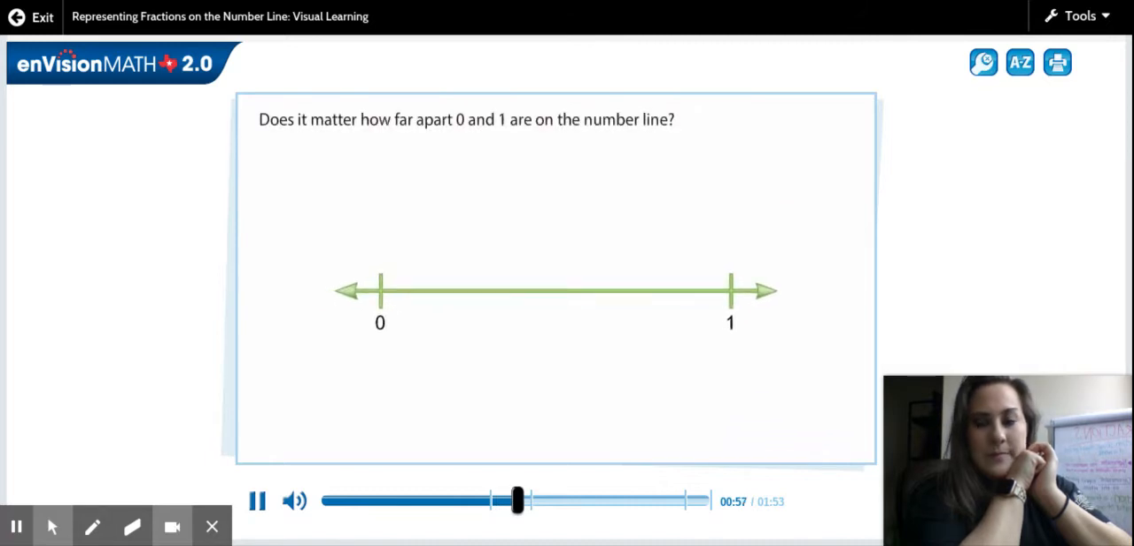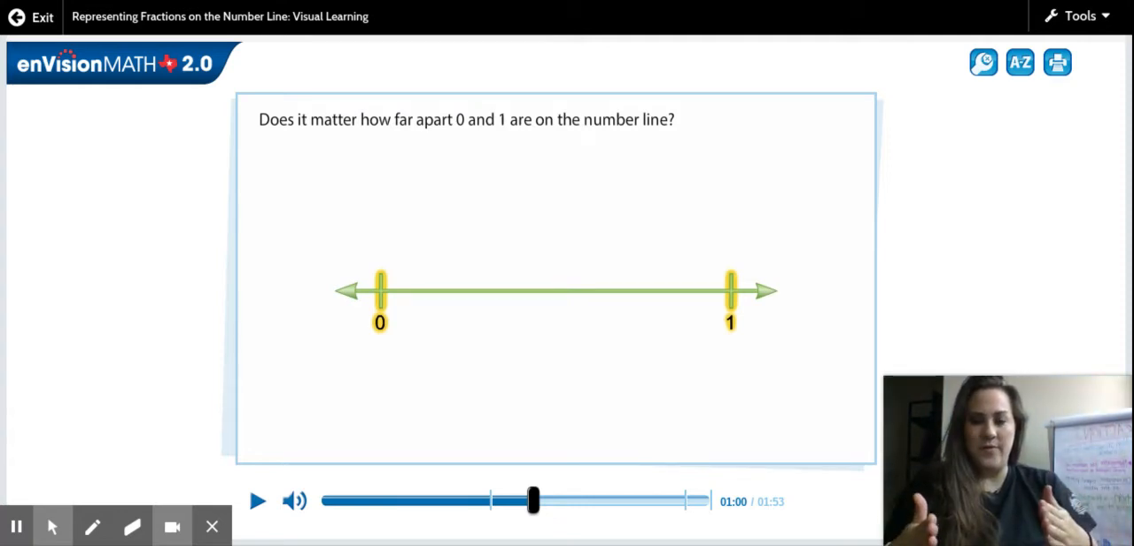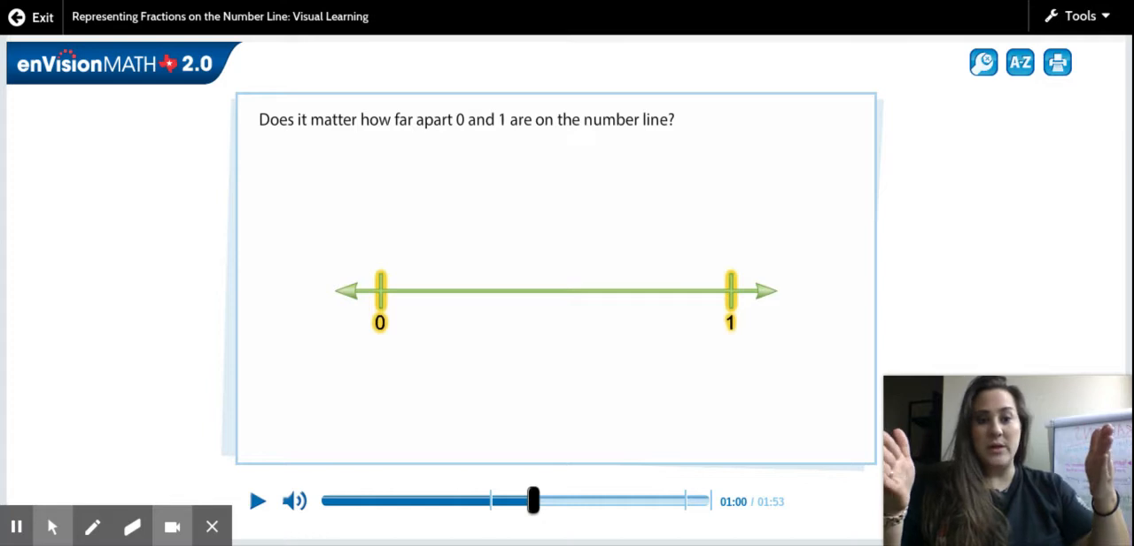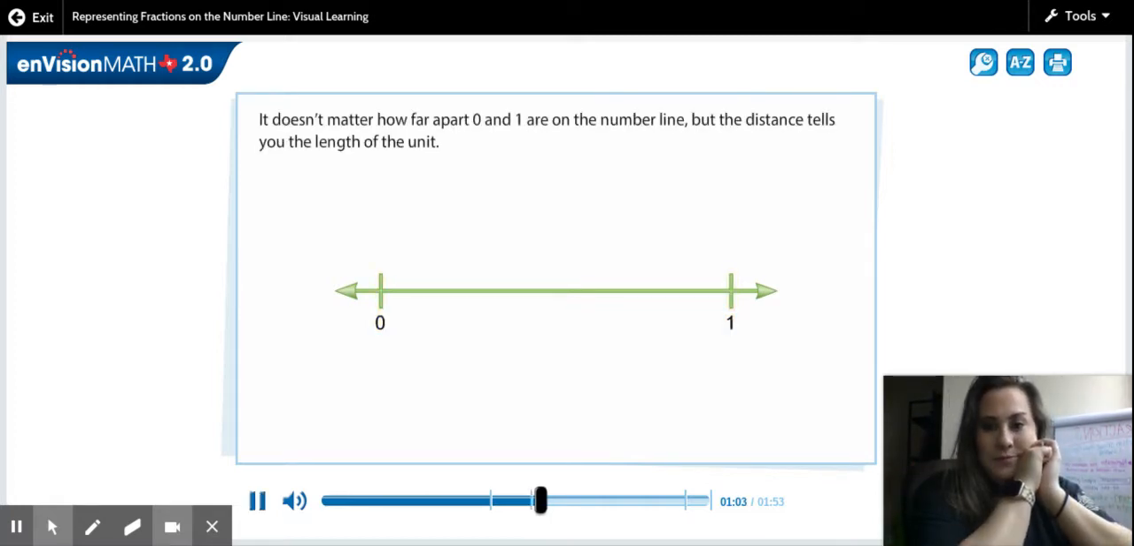Does it matter how far apart 0 and 1 are on the number line? As you are drawing out these number lines, do you think it's important for 0 and 1 to be a certain distance apart from each other? Do you think it's going to change where your fractions are located? It doesn't matter how far apart 0 and 1 are on the number line, but the distance tells you the length of the unit.